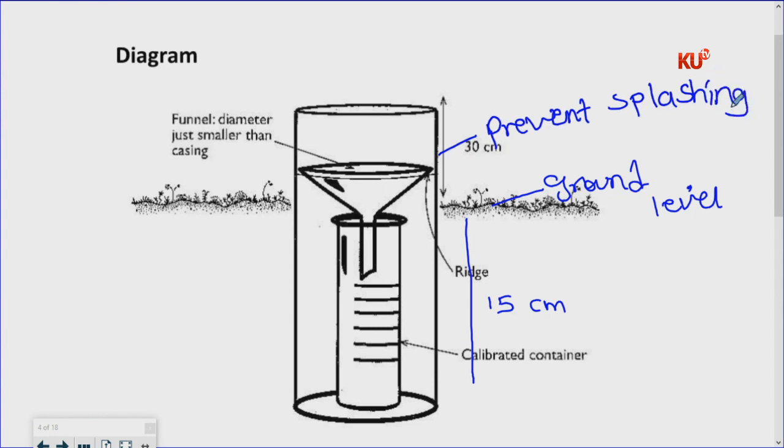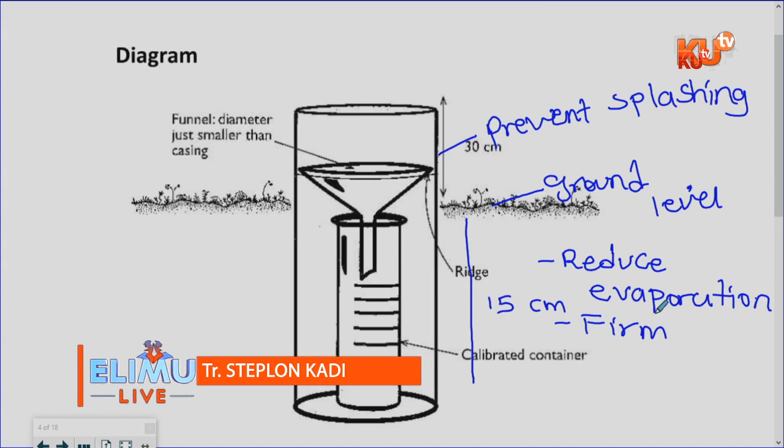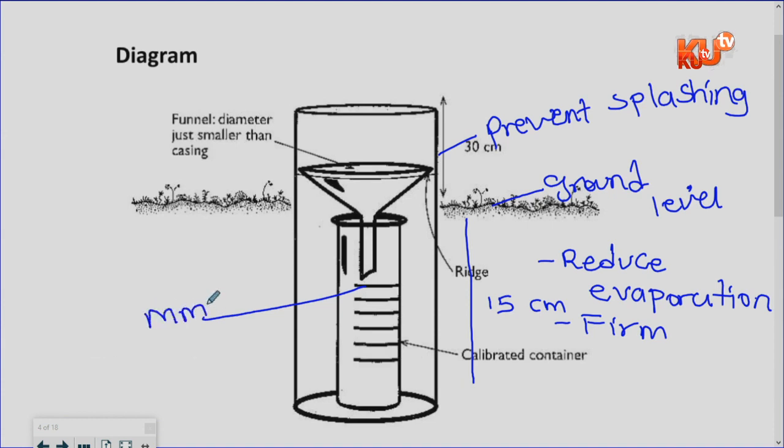It is dug into the ground for two reasons, and the main reason is to reduce the rate of evaporation. Apart from that, it is also dug to make it firm. Then we have the collecting cylinder, which is calibrated in millimeters, because those are the units for measuring amount of rainfall.